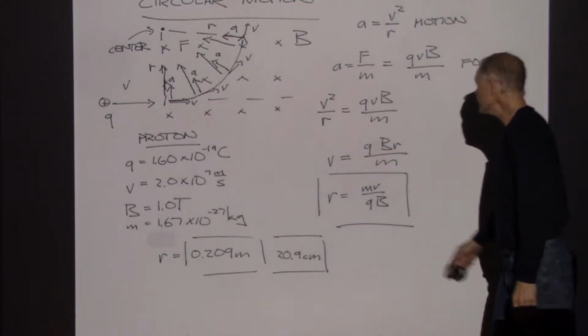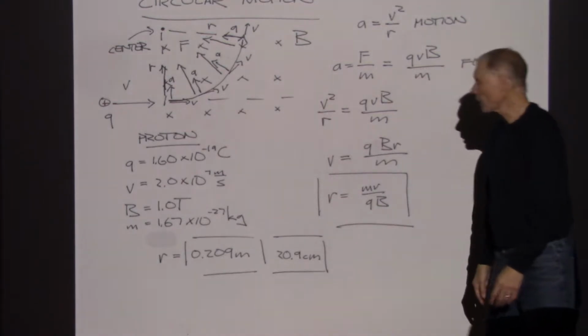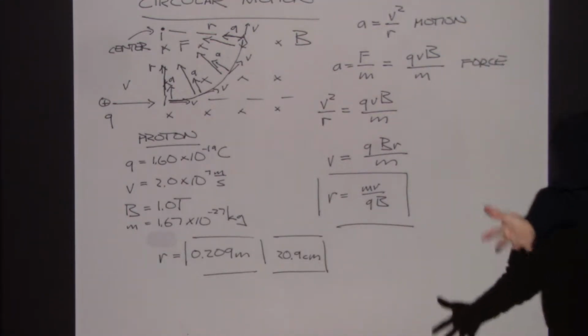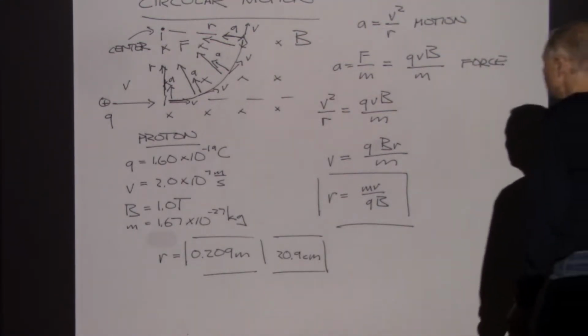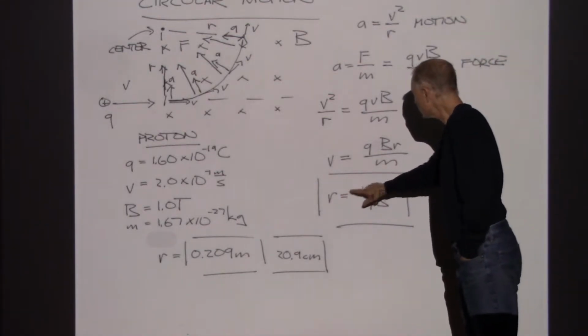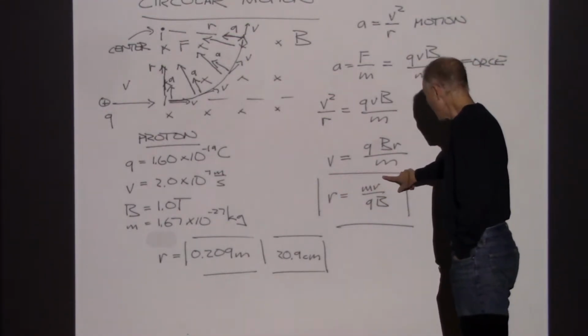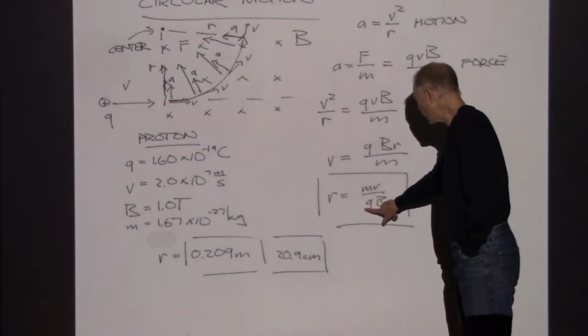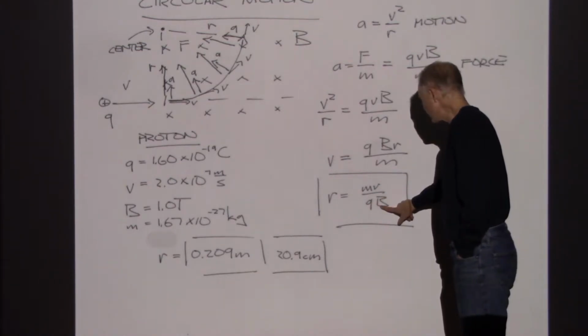And then finally, solve for r. So I'm going to go ahead and solve for r. This is what the radius of that circle will be determined by. The radius will be determined by the mass times the velocity, divided by the charge times the magnetic field.